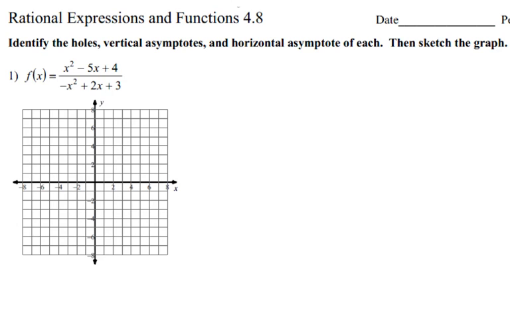Here we are looking at rational expressions and functions 4.8, REF 4.8. So first thing we want to look at are the horizontal asymptotes.